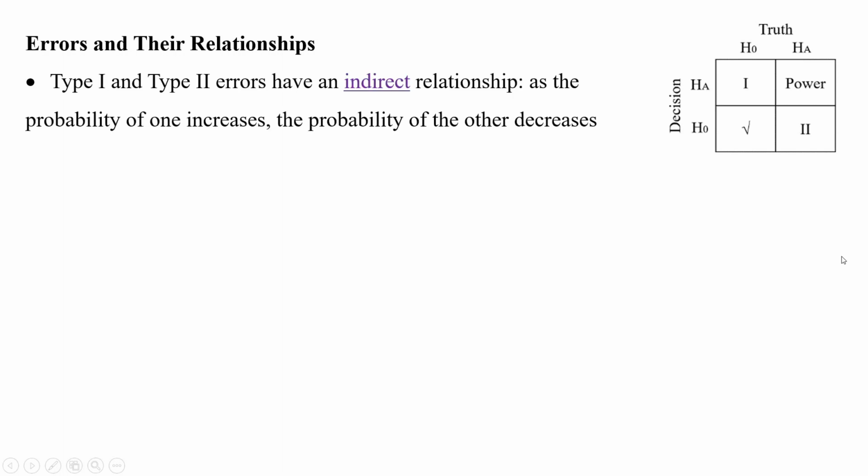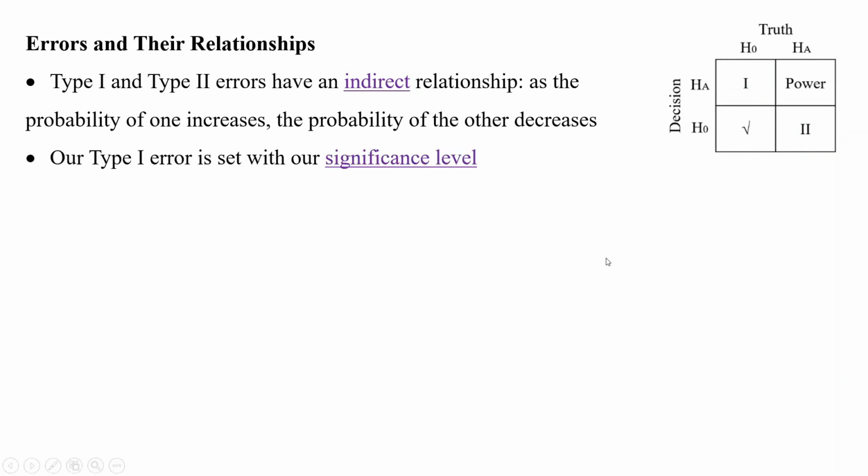So let's talk a little bit more about the relationships. That table is kind of an introduction to these relationships. Let's look at them a little bit more, okay? Type 1 and type 2 have an indirect relationship. As the probability of one increases, the probability of the other decreases. So if you want to increase type 1 error, you decrease type 2, or vice versa. Indirect relationship.